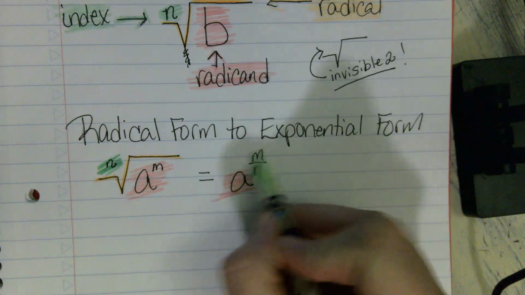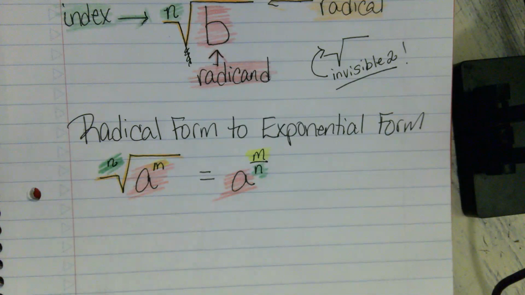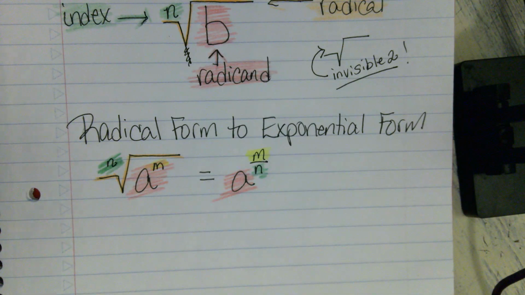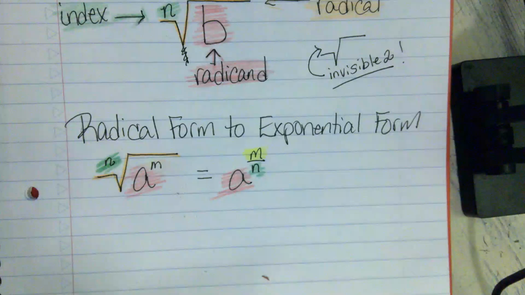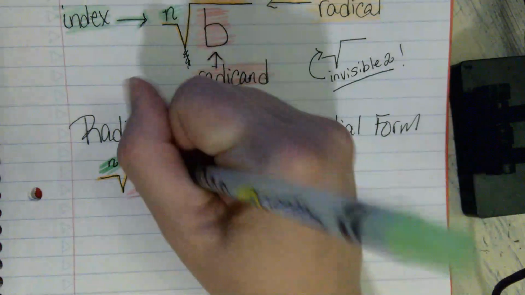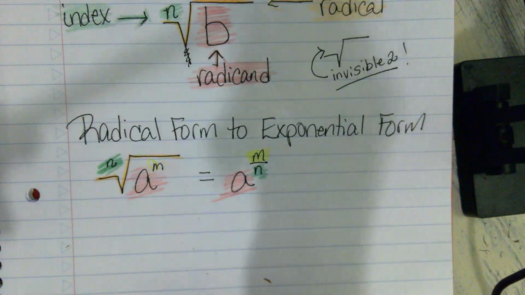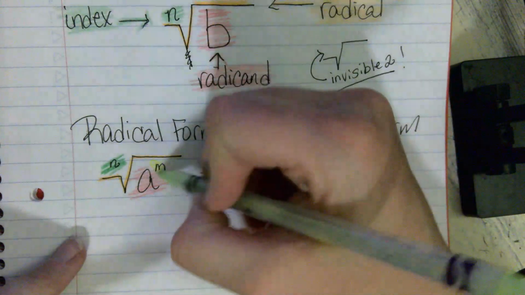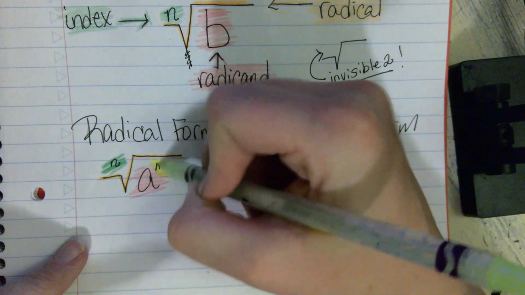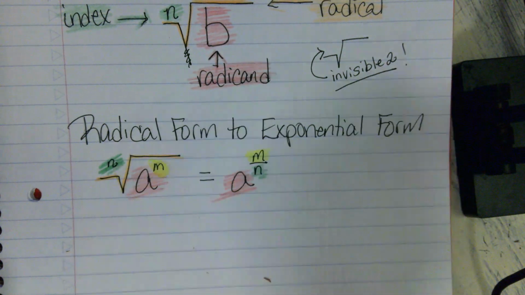Oh, I colored too much there, didn't I? I like to use colored pencils. They might not erase perfectly, but they erase a lot better than if I was using a pen. I'm having a rough time here, aren't I? There we go. A to the m over n power.